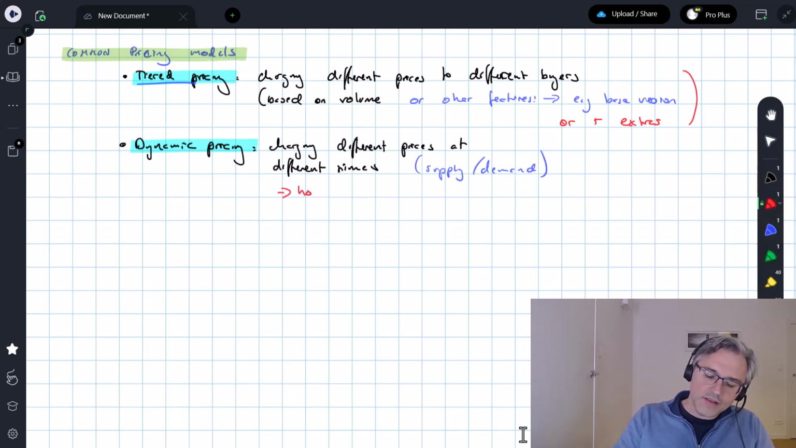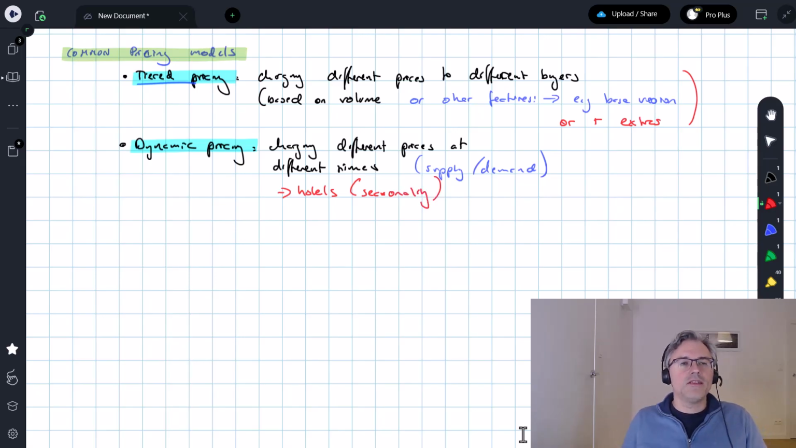Hotels do this. Basically the price you pay for a hotel depends on the season. It's going to be much higher when it's nice and warm and sunny, and much less when it's cold and rainy, although it's the same hotel and the same quality of service, I guess.